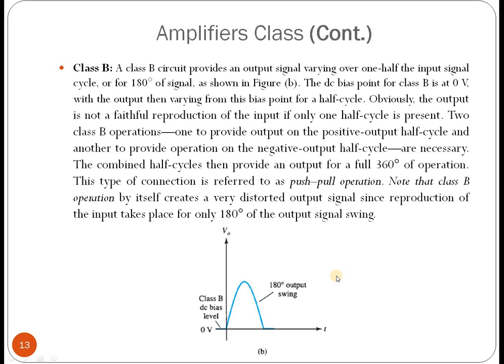To reproduce the full cycle, we need to provide another class B, that is two class B circuits. One will provide the positive half cycle, and another will provide the negative half cycle. So with the combination of two class B operations, we will get the 360 degree operation, and that type of connection is referred to as push-pull operation. A single class B operation gives a very distorted output signal, because you see that the reproduction of the input takes place only for 180 degrees of output.